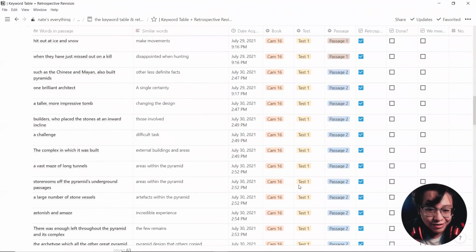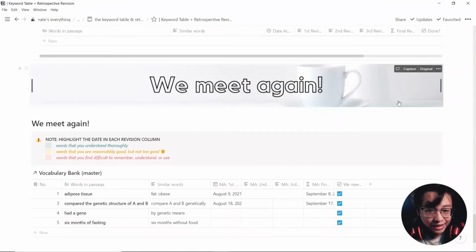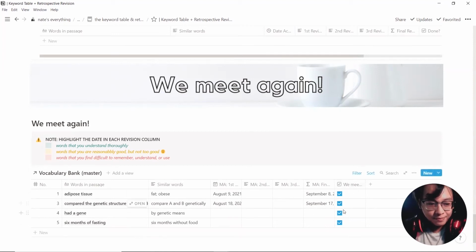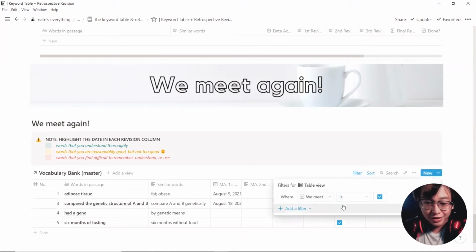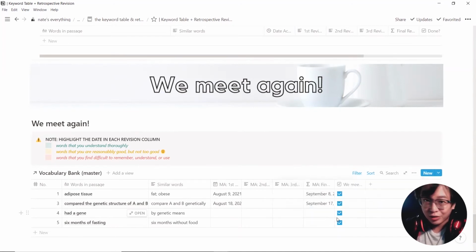When you go down to the bottom here, there's a section I call "we meet again." It means when you forget a word, you have to come back to it. So right here, if you tick on the word and filter, every word that is ticked in the column "we meet again" will appear here, no matter the date, no matter the time. It's just every word that you couldn't remember.